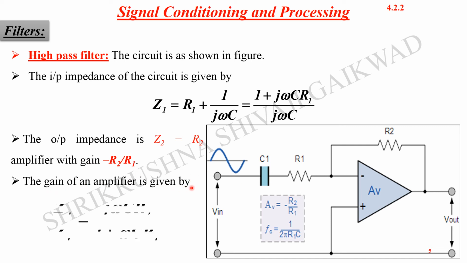So the amplifier gain is again minus R2 by R1. The gain of the amplifier is given by R2 by R1, so we can replace the gain of this amplifier with Z2 by Z1, because we are dealing with impedances in AC circuits. Substituting the values, we get j omega C R2 upon 1 plus j omega C R1.